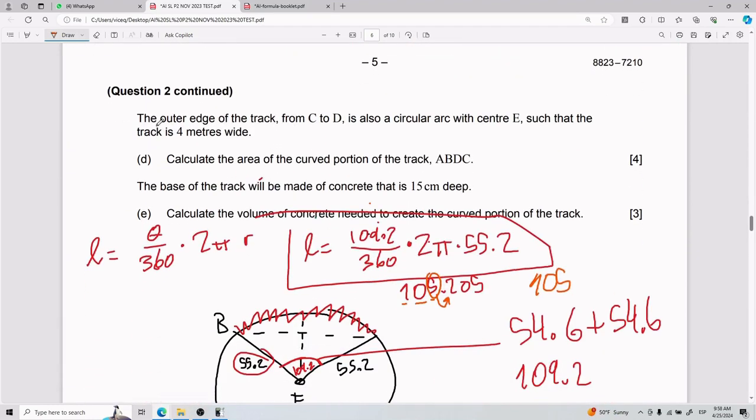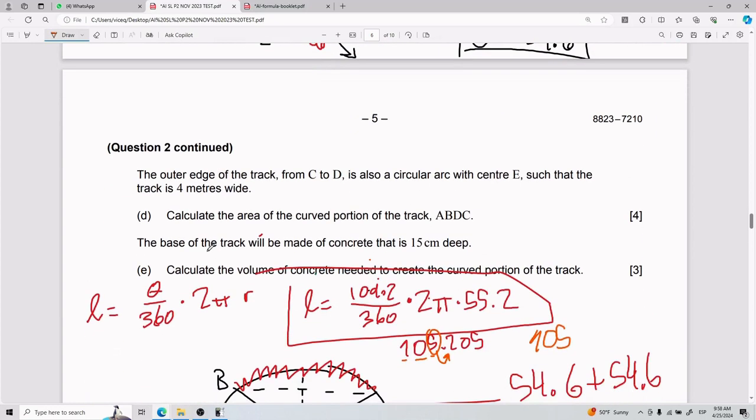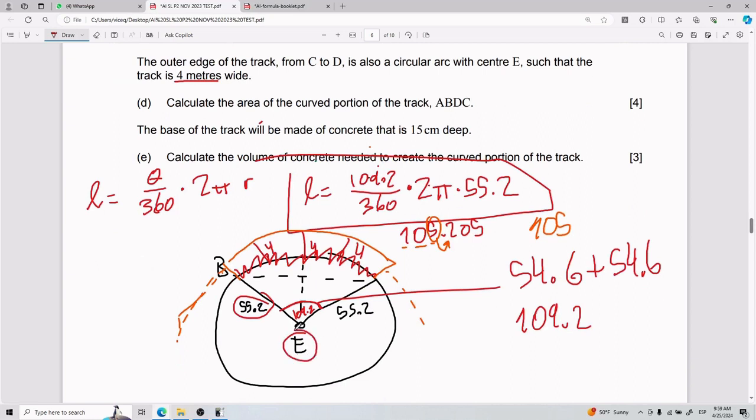Later on, they tell us that the outer edge of the track from C to D is also a circular arc with center E, such that the track is 4 meters wide. Now careful, what we just found, right, was the arc that I put in red. And technically in this exercise, you also have the outer arc, right? And then here you have your track, here's the outer arc, here you have your track. Okay, sure. And so what they're telling you is that this is 4 meters wide. So from here to here is 4. From here to here is 4. From here to here is 4. Okay, and it also has center E.